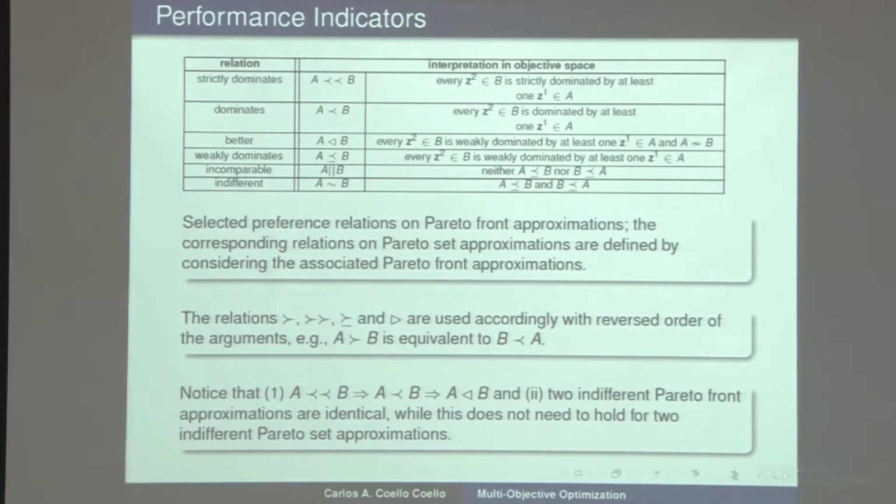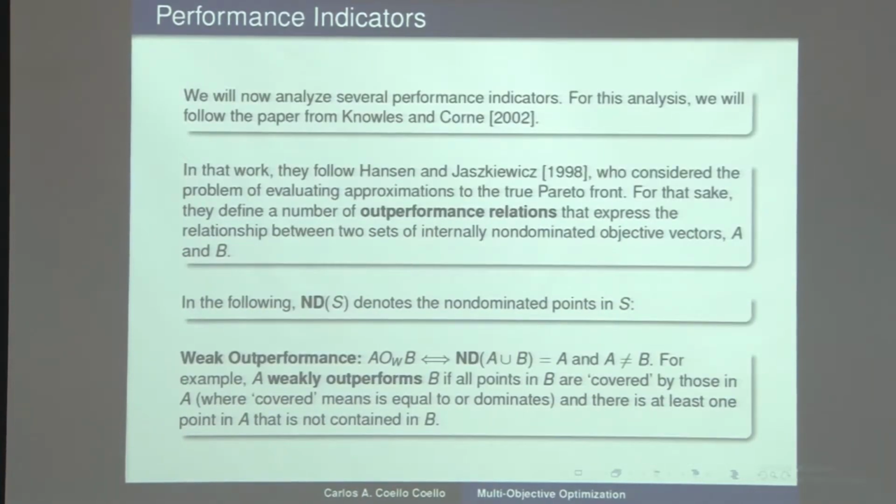So it's different. You see the difference in objective function space. And again, we can use the inverted relations. And in this case, A strictly dominates B implies that A dominates B and A is better than B. Okay? So, now using these relations, we are going to analyze some of the main performance indicators that we have available.